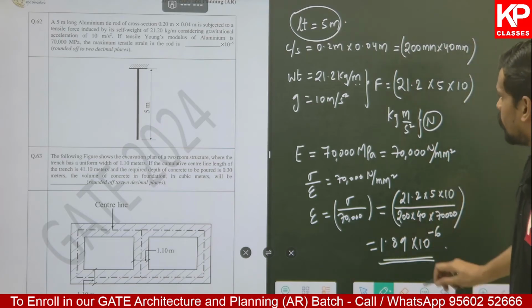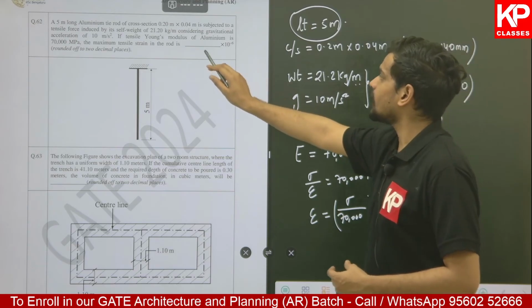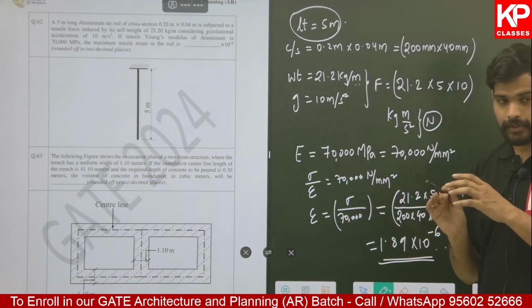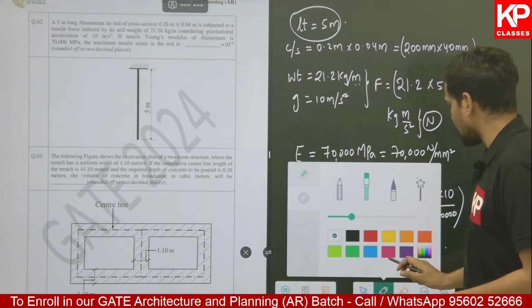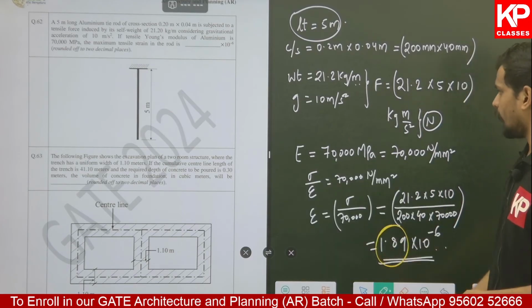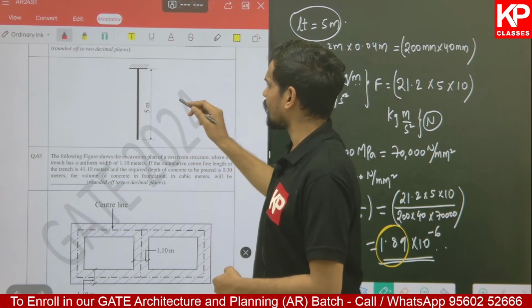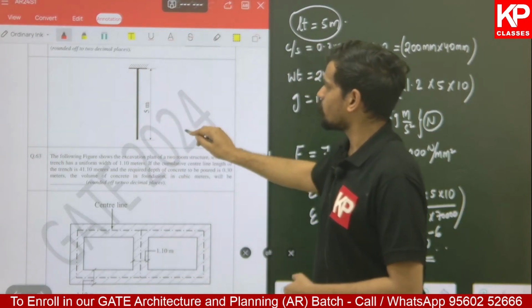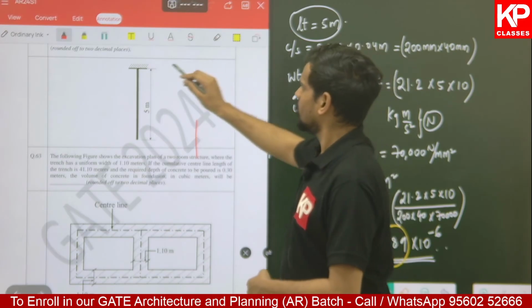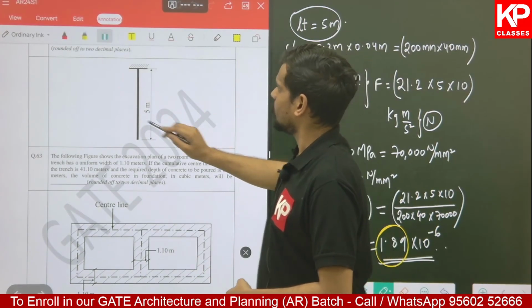So in the given, they're asking us the answer dash into 10 power minus 6. 10 power minus 6 is already mentioned. So the answer from this part will be 1.89 only. So the answer for this question number 62, you can check the official answer key for the range which they have given, but I'm sure it will be within the range of the official answer key.